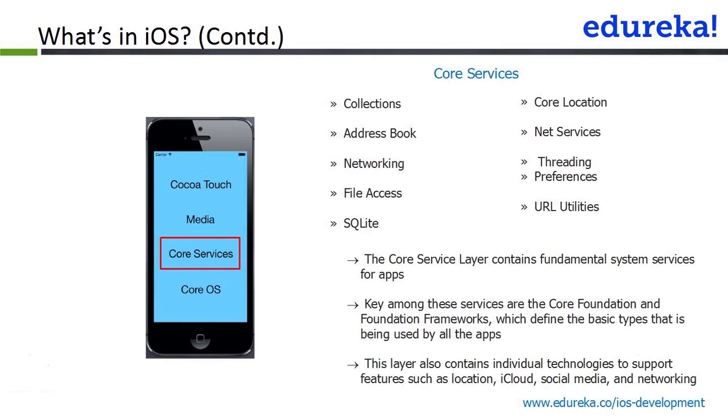Then come the core services, which is your address book, your networking, file access, then your database, your SQLite, core location services, net services, threading, preferences, URL utilities. The core service layer takes care of these fundamental system services for apps. And key among these services are the core foundation and the foundation frameworks, which define the basic types that are being used by all apps.